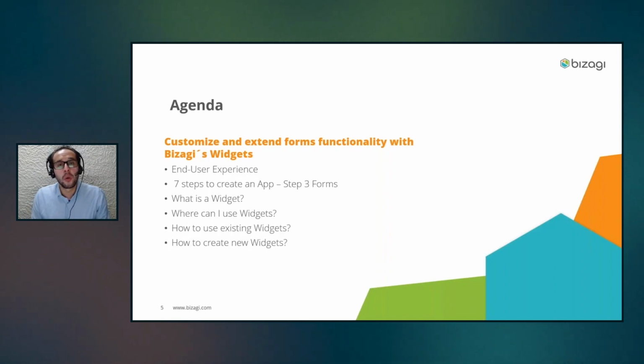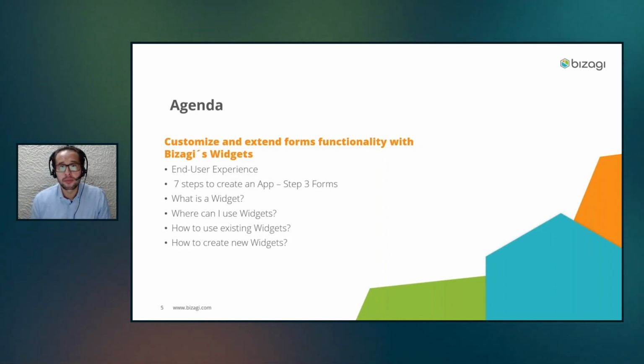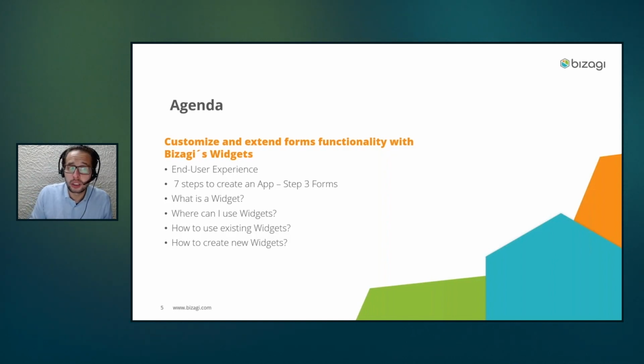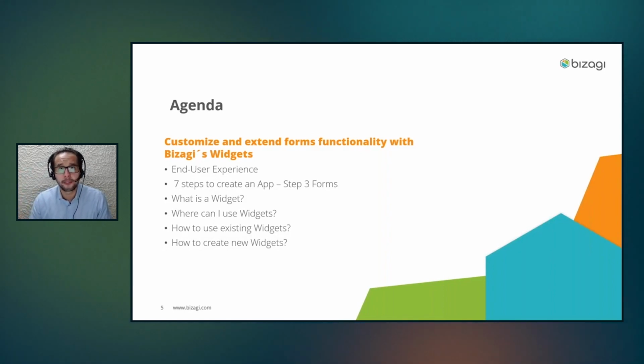We will be covering the 7 steps to create an app. Specifically, we will be talking about step number 3, that is where we define our forms and is the place where we will be able to actually use our widgets. Then we will go from the most basic concepts to maybe the most complex one. So we will start defining what is a widget, where can I use widgets, how to use existing widgets, and finally, what happens if what I need is to create a new widget from scratch. So we will go from the simplest ones to maybe a little bit more complicated at the end, right?